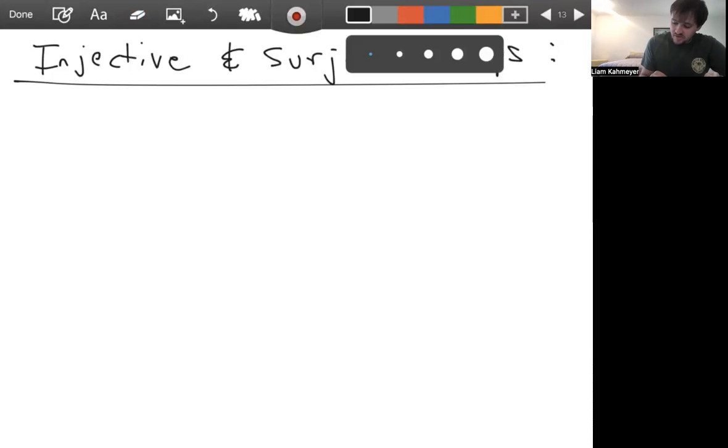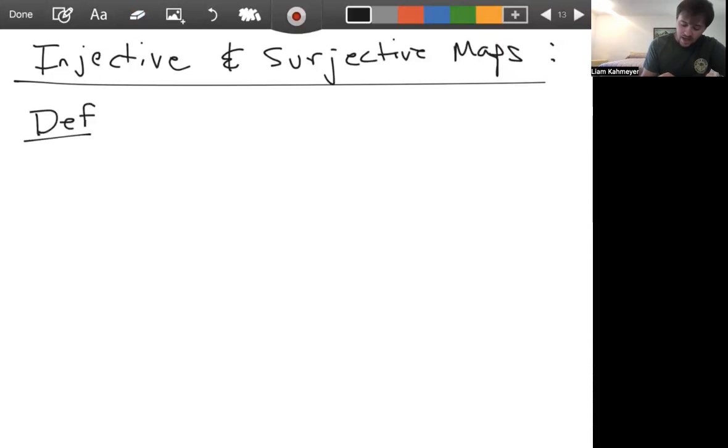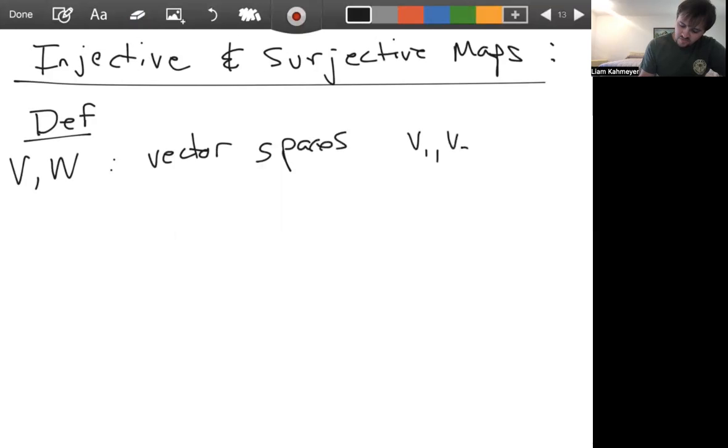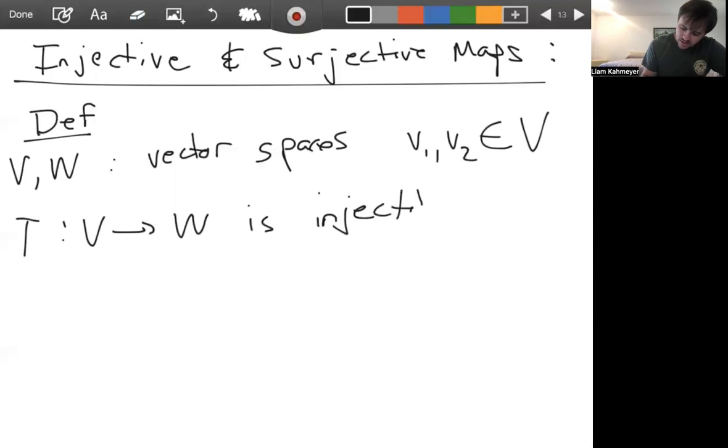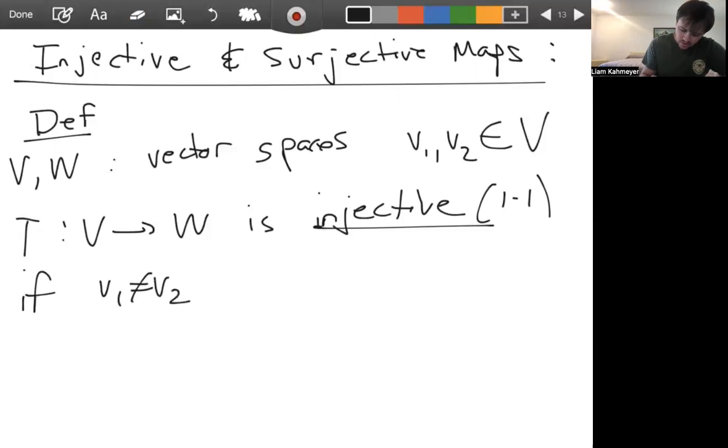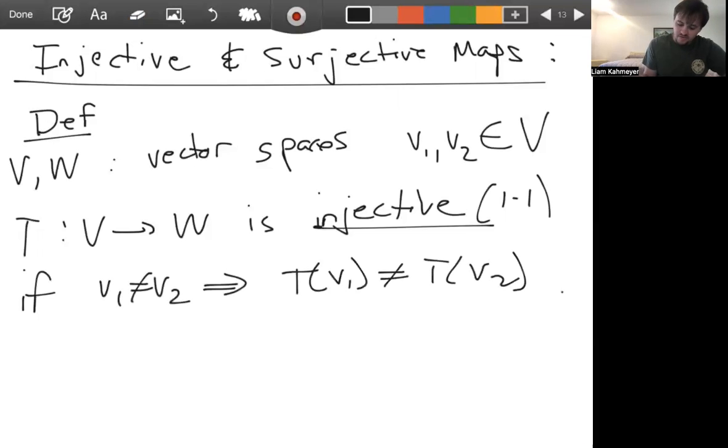Let's start with injective. So let's just recall our definition here. We have two vector spaces, V and W. And let's define a couple elements of the domain. So we'll have V1 and V2 in the domain V. T from V to W, this linear transformation, is injective or one-to-one if V1 not equal to V2 implies that T of V1 is not equal to T of V2.